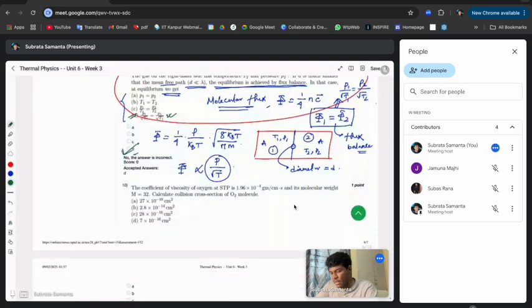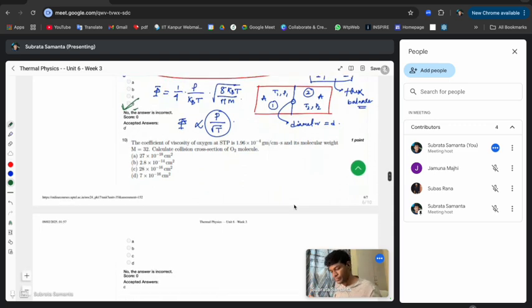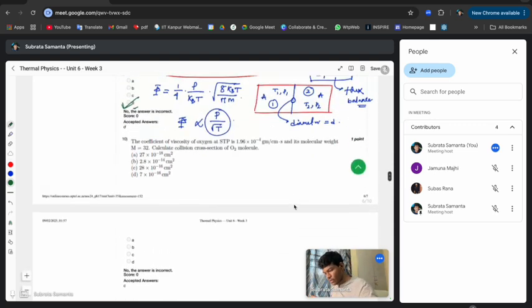Okay. If not, then I will go to the last problem. Okay. So this is the last problem.